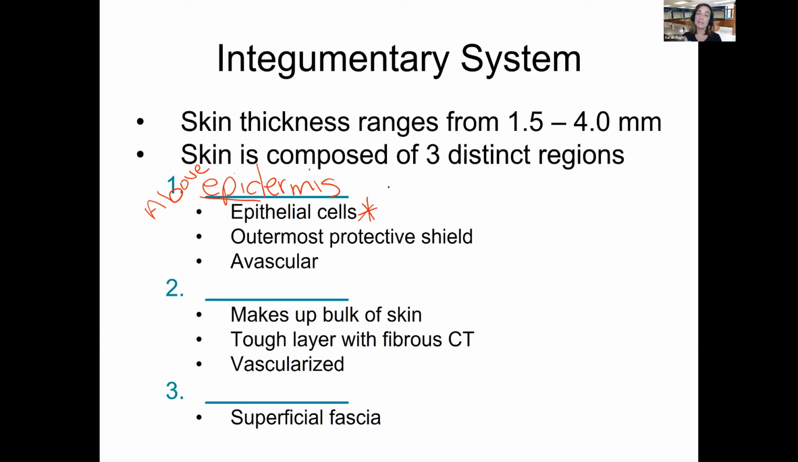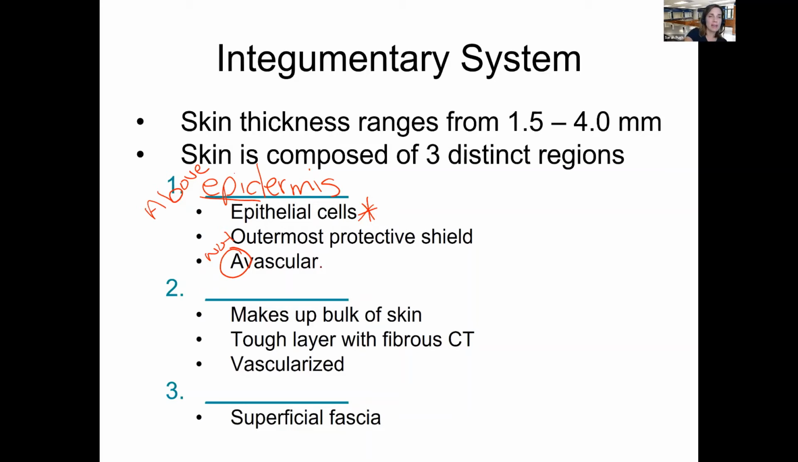Remember, epithelial tissue has no blood supply. So remember, A means not vascular. So there's no blood supply. So this is how you can get a paper cut, and it can hurt a lot, but it's not going to bleed, right?